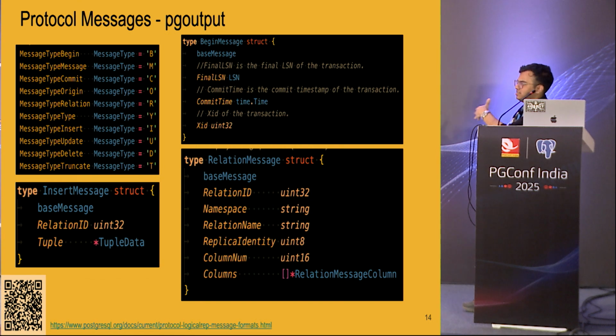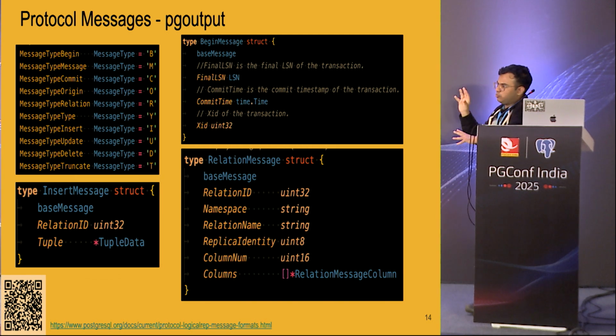A begin message just indicates that a transaction has started, and the transaction ID is in the begin message. You can see the XID, the transaction ID. The relation message is an interesting one because it's not mapping to a SQL statement. A relation message represents a table. It has a relation ID, which is the table's OID. It has information about the columns, the number of columns, and types of columns. All that is stored in the relation message. This information is supposed to be used by subscribers to decode insert messages.